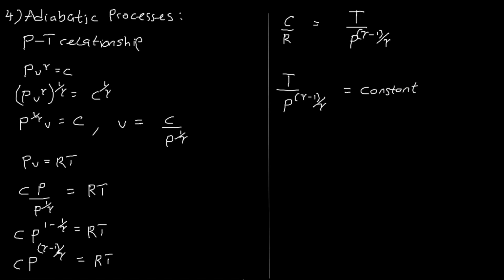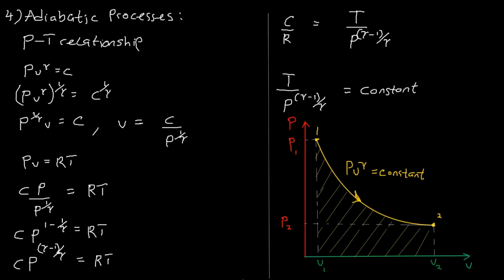We can show a reversible adiabatic process for an ideal gas on a PV diagram, and the shaded area shows the work done.